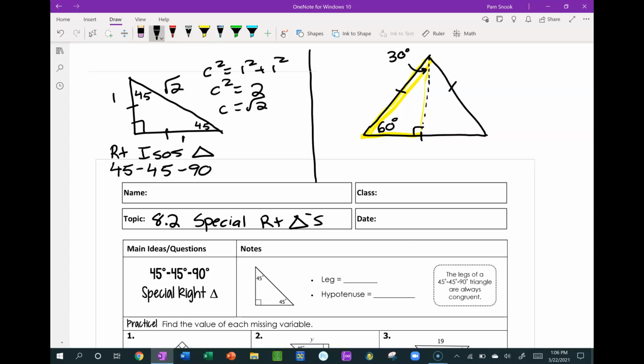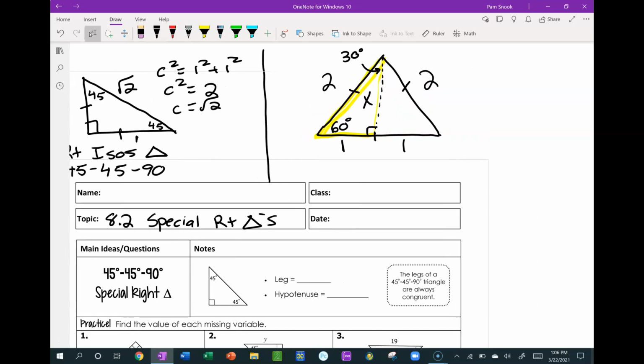Now check this out. If each length of my original triangle was 2, then the length of this piece is going to be 1. So I have one leg and I have the hypotenuse. I can solve for that other side using the Pythagorean theorem. I would say 2 squared equals x squared plus 1 squared. So then x squared equals 3, x equals square root of 3.